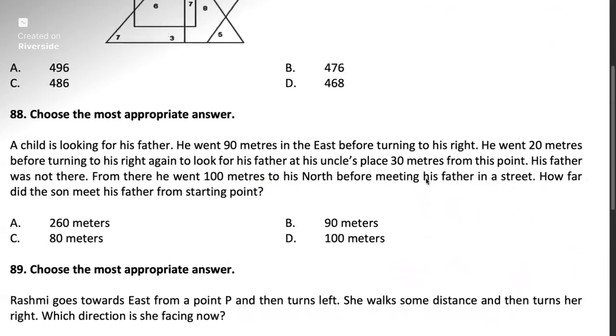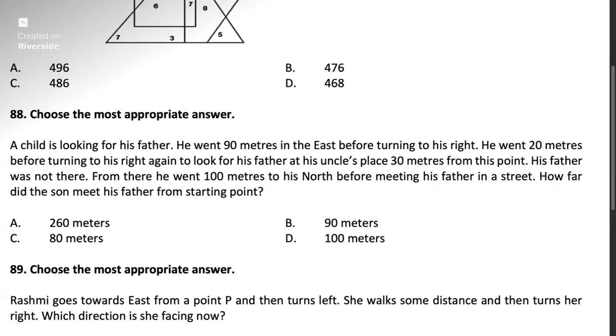Question number 88. Someone other than Yalini, please read it fast. A child is looking for his father. He went 90 meters in the east before turning to his right. He went 20 meters before turning to his right again to look for his father at his uncle's place 30 meters from his point. His father was not there. From there, he went 100 meters to his north before meeting his father in a street. How far did the son meet his father from the starting point?